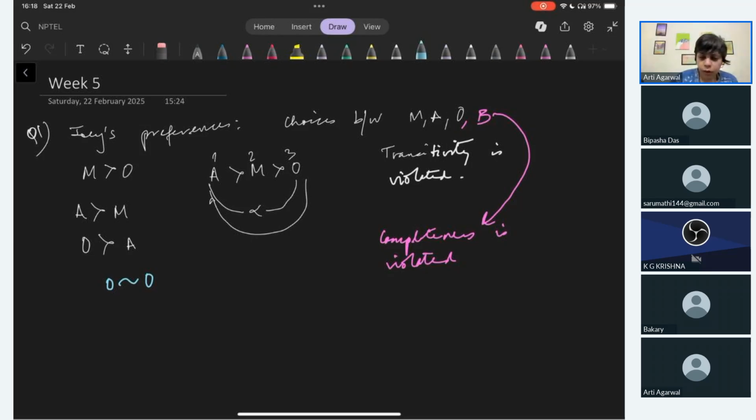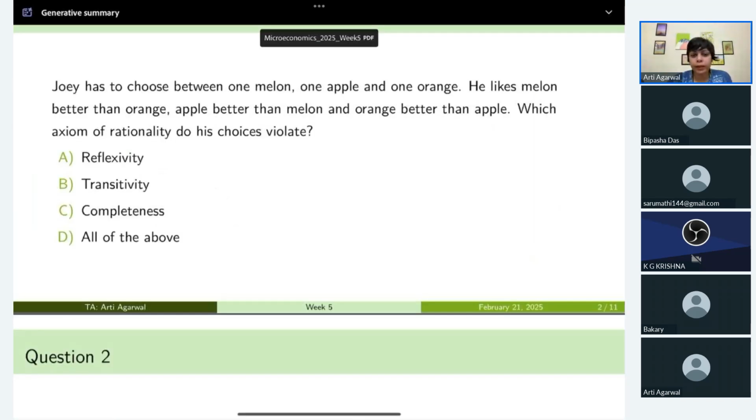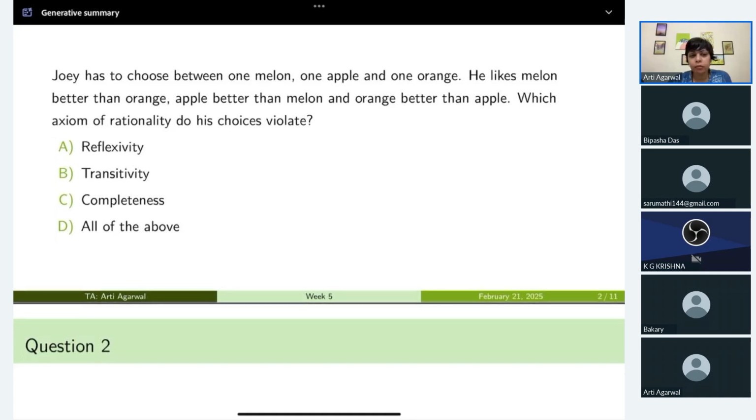Okay, so this answers this question. This is a much simpler question. I will come back to a slightly more complex version of this question a bit later.